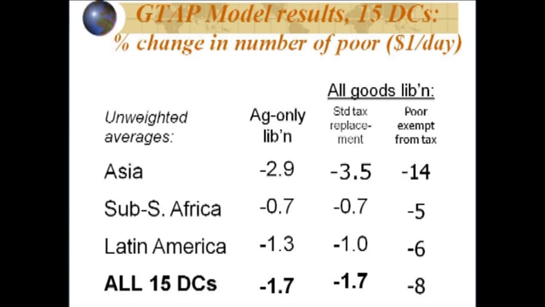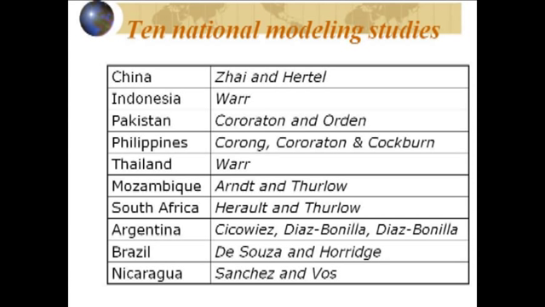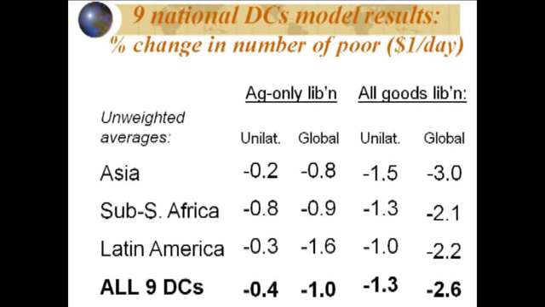And then finally, turning to the modelling results, and Will Martin's going to follow me in a minute with a lot more detail of some of these examples, but that's our set of 10 countries in here, plus the authors. And let me just give you some regional summary averages, that are unweighted averages across the countries in each of those regions, to see what's going on here. So this, for example, is the results firstly for agricultural only liberalisation, and then in the second half for all goods liberalisation, showing the difference between unilateral and global liberalisation.